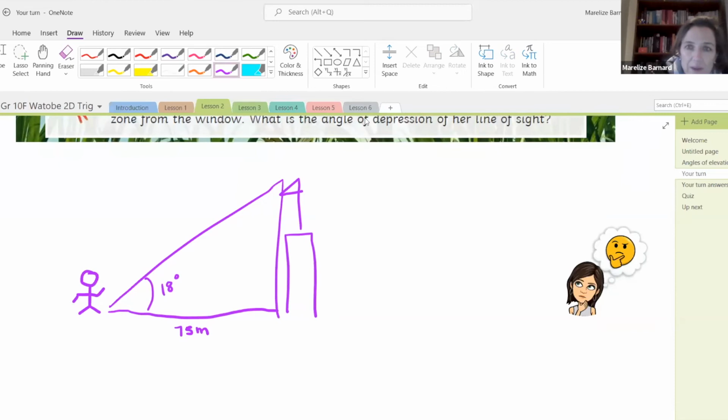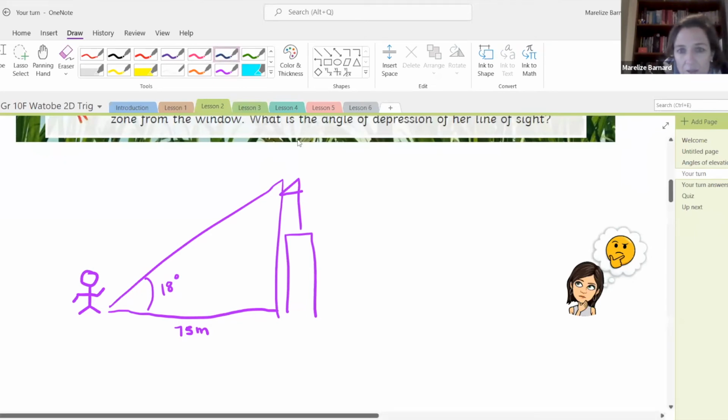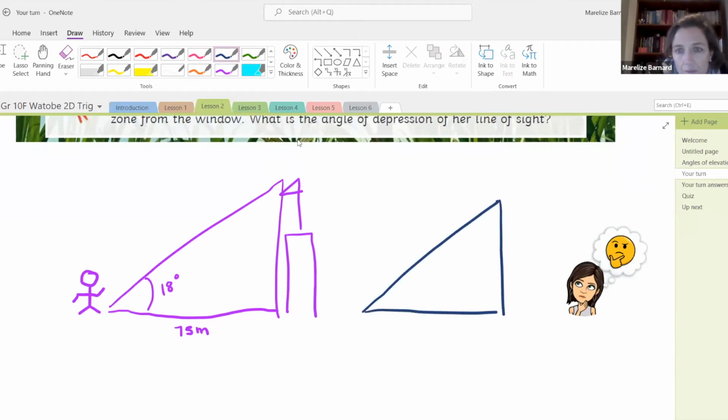So this is sort of my rough sketch, and you can make a rough sketch like that as well. And now I'm going to transfer it to make a right angle triangle with that information. So there's my 90 degrees. Here's my 75. Here's my 18. And this is my hypotenuse. This is my adjacent. This is my opposite. I want to solve for my opposite. So that's going to be our next step, to solve for the opposite side.